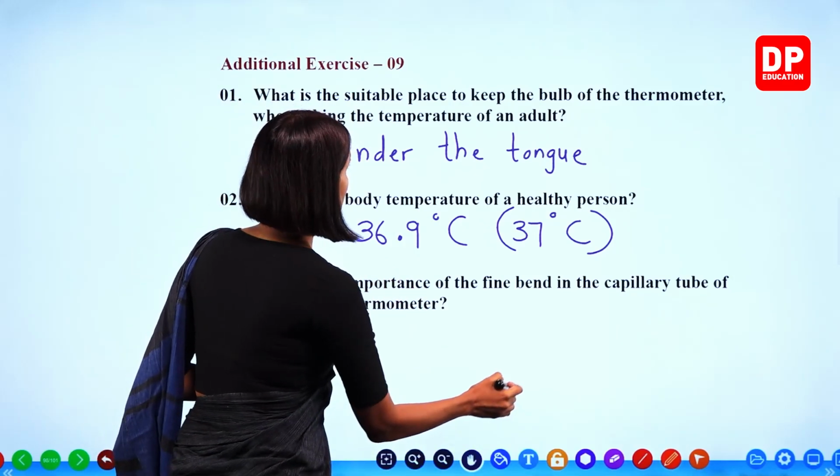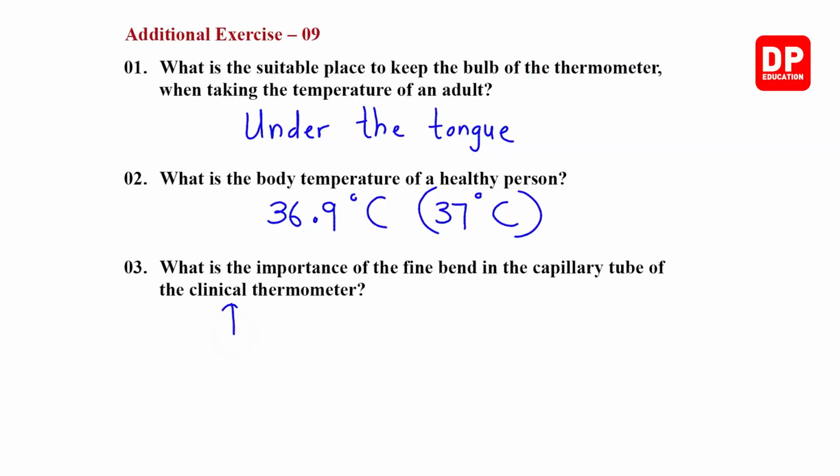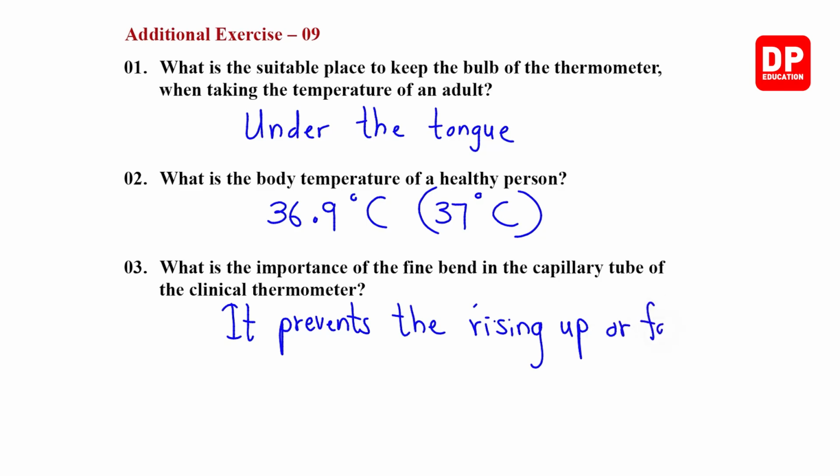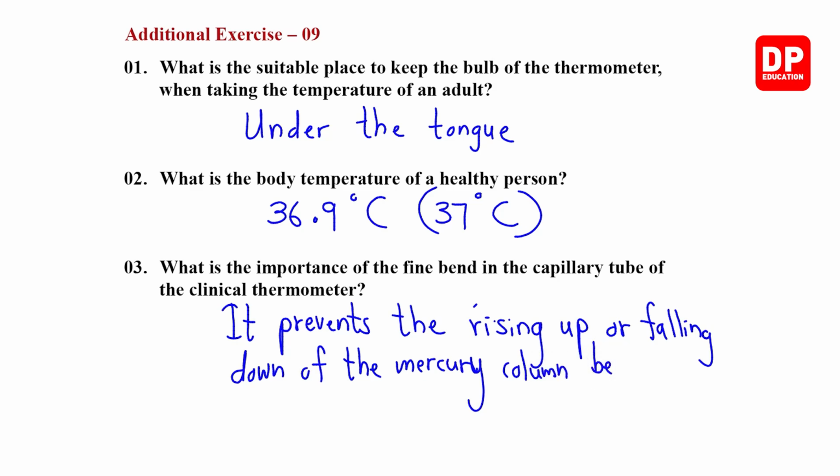Okay, we'll write it prevents the rising up or falling down of the mercury column before reading the measurement.